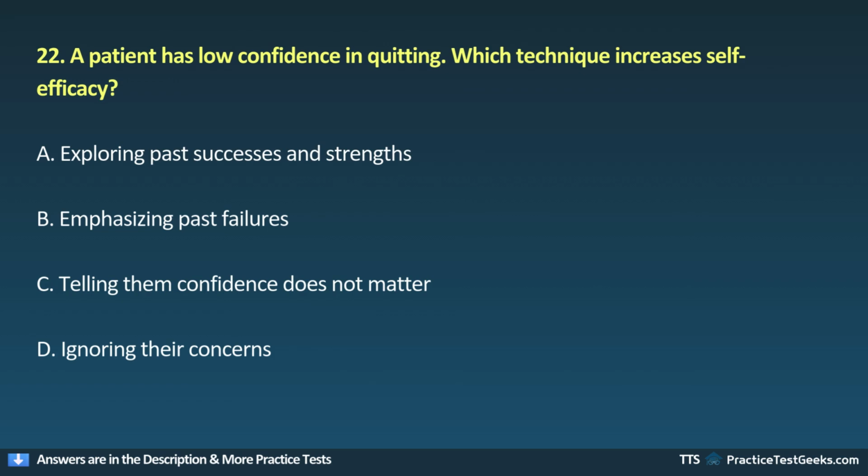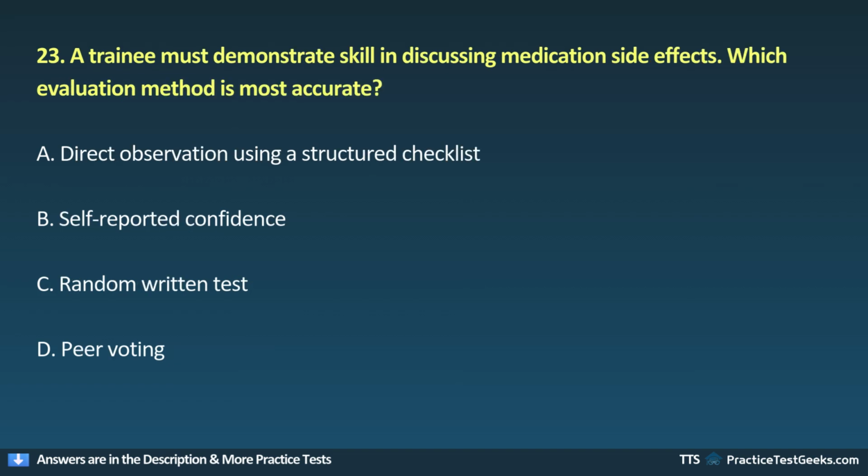22. A patient has low confidence in quitting. Which technique increases self-efficacy? A. Exploring past successes and strengths. B. Emphasizing past failures. C. Telling them confidence does not matter. D. Ignoring their concerns.